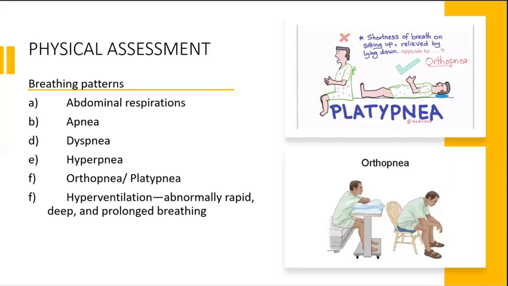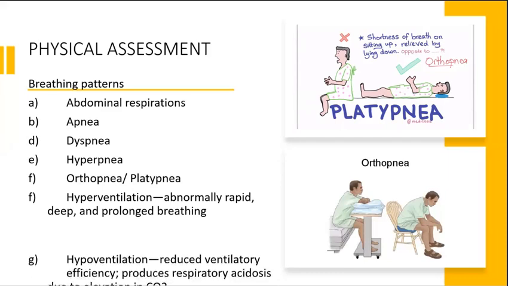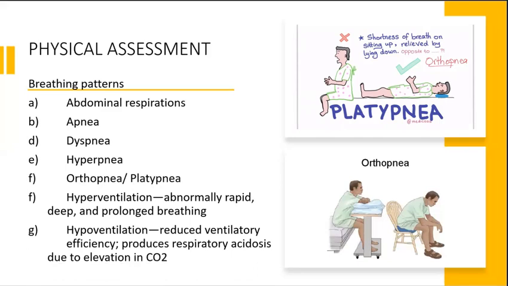With hypoventilation, there is reduced ventilatory efficiency. So this time around, what's going to happen? It's going to produce respiratory acidosis, because there's going to be elevation in the patient's CO2 level. So if a person hypoventilates, the body's carbon dioxide level rises. So it's going to cause a buildup of acid and too little oxygen in the blood.